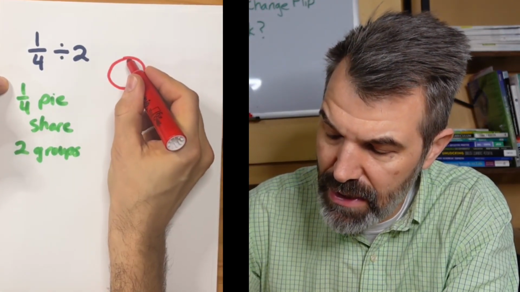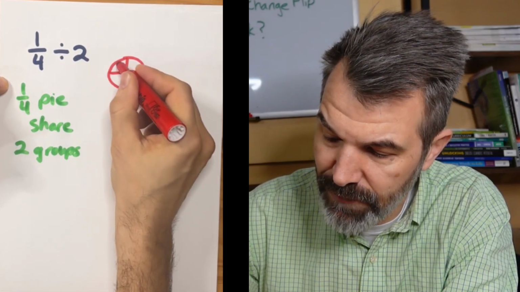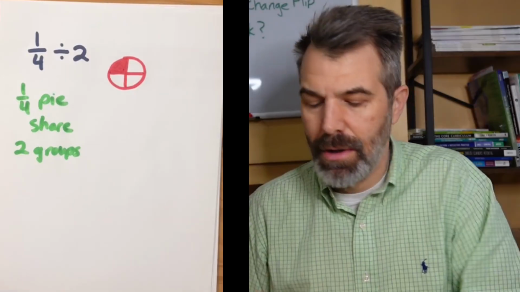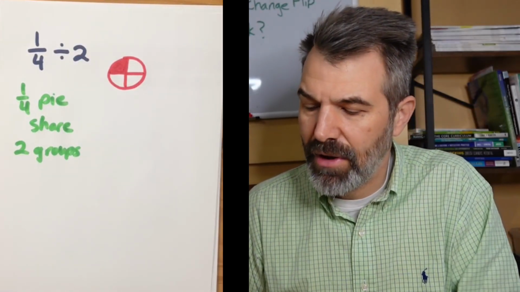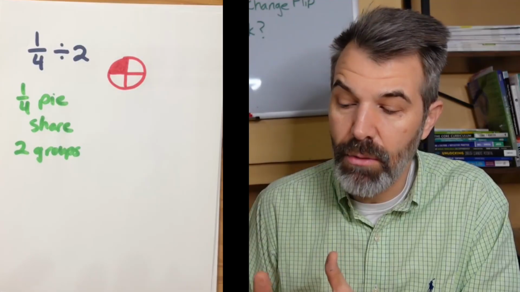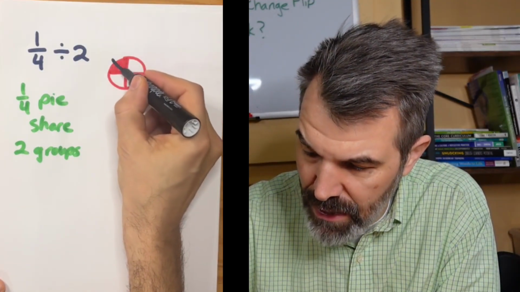I'm going to take that pie and divide it into fourths. So here's my fourth. Oh, okay. So here's my 1/4 of a pie. And I'm going to share that with 2 groups. So that's the full amount I start with. I'm sharing between 2 groups, so really what I'm doing is cutting that right in half.